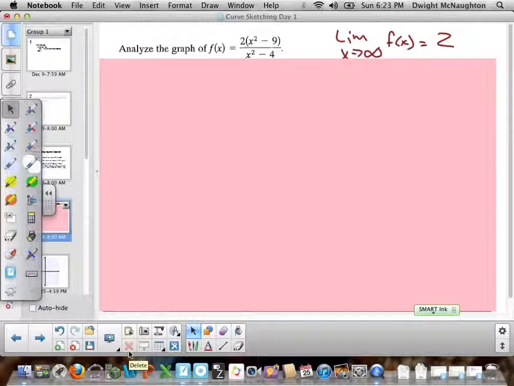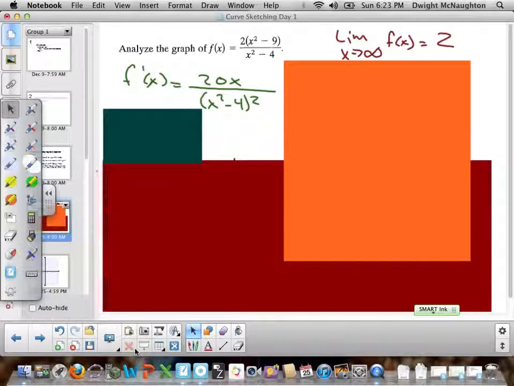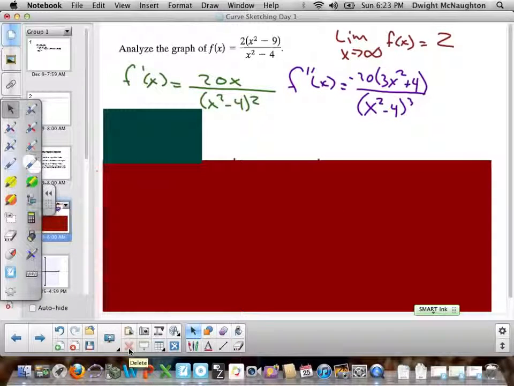All right, we'll take our derivatives. And again, these I've worked out ahead of time. F prime is 20x over x squared minus 4 squared. Very important here, you simplify it because you're taking the second derivative. And our second derivative is negative 20 times 3x squared plus 4 over x squared minus 4.